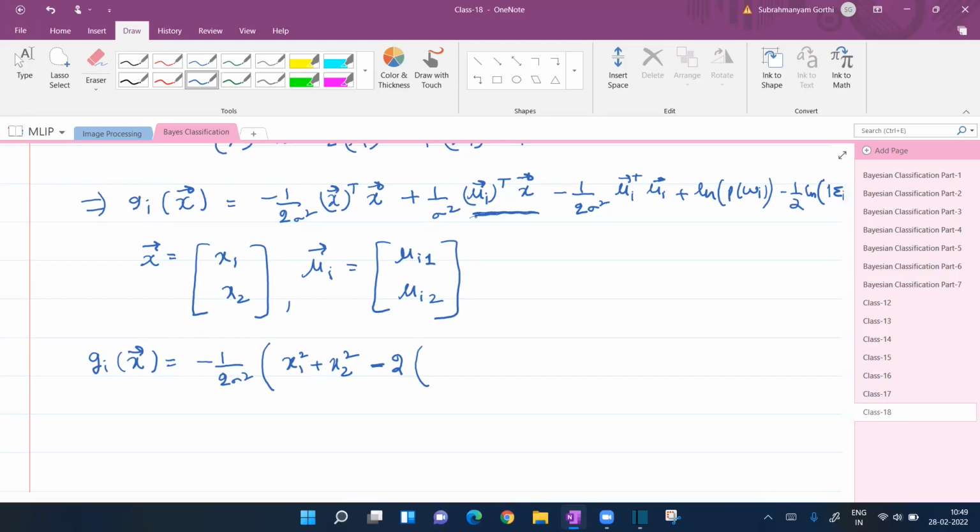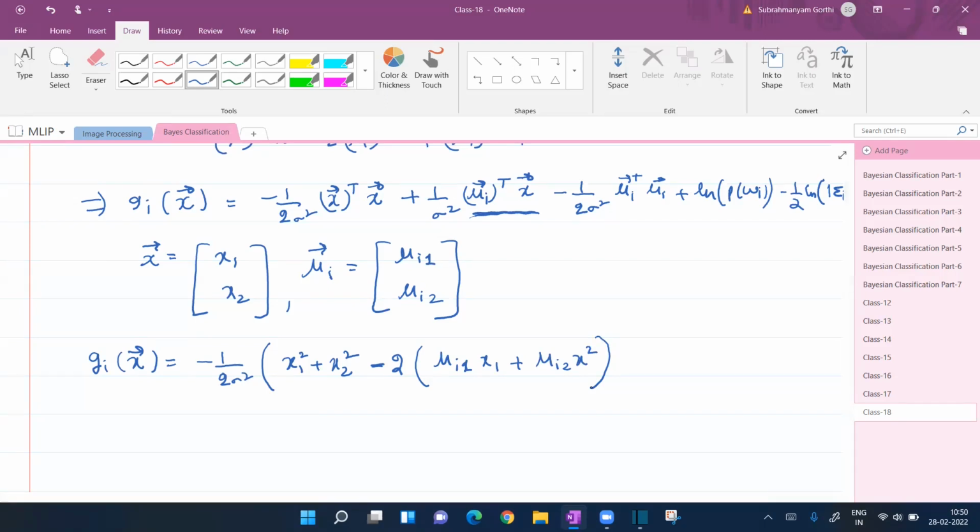Okay. And then multiply it with x bar and tell me what will I get? Mu minus 2 mu I1 into x1, that's all. Mu plus 2 mu I1 x1 plus mu I2 x2. Okay. Right. This term is done. Then anyway, minus 1 by 2 sigma square I have taken.